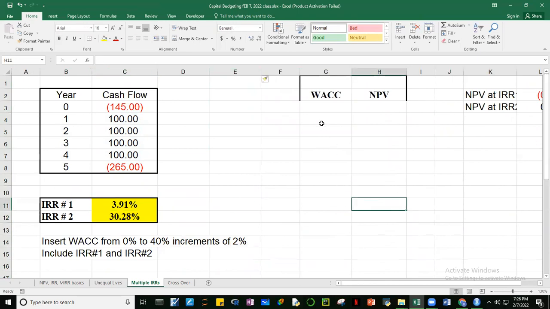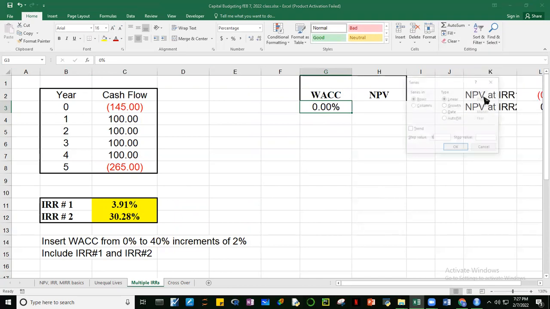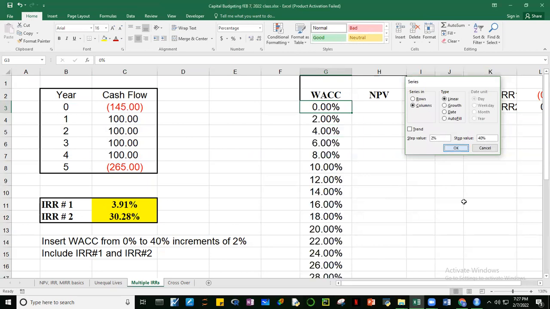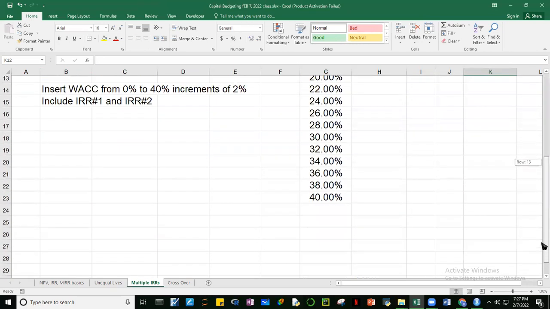So let's do this, guys. Maggawa tayo dito ng increments. Let's set up 0% yung WACC natin. Okay, lagyan natin ng 2 decimal place. And then i-fill natin to: fill, series, columns. Mag-increments tayo ng 2%, hanggang 40%, step value 2%. So magdadagdag siya ng 2% increments hanggang 40%. Okay. So we now have a series up to 40%.